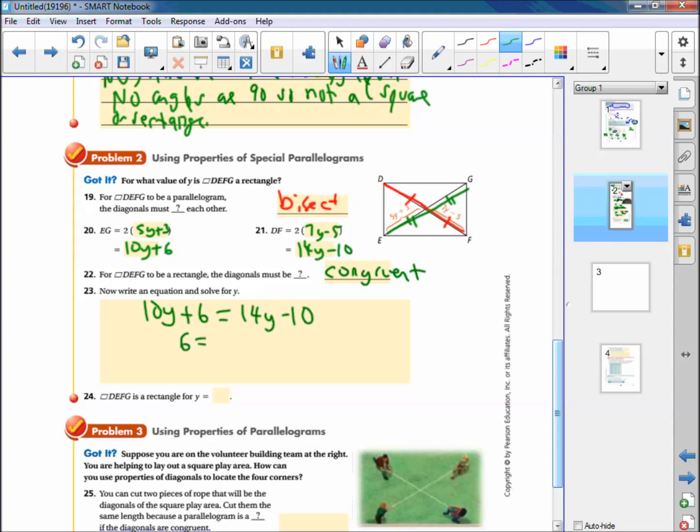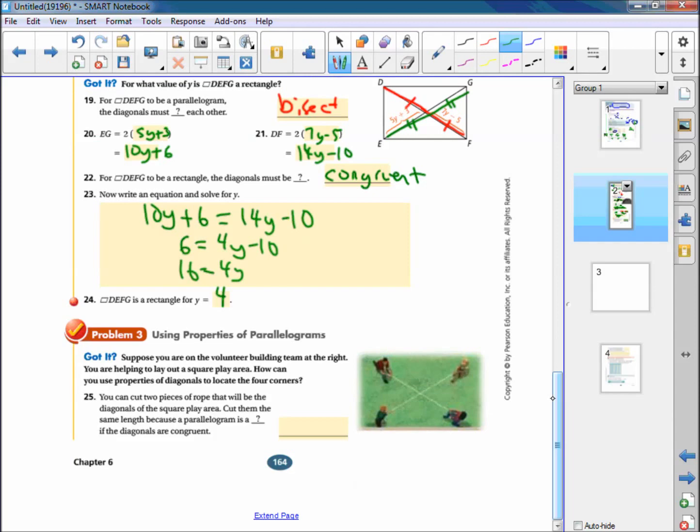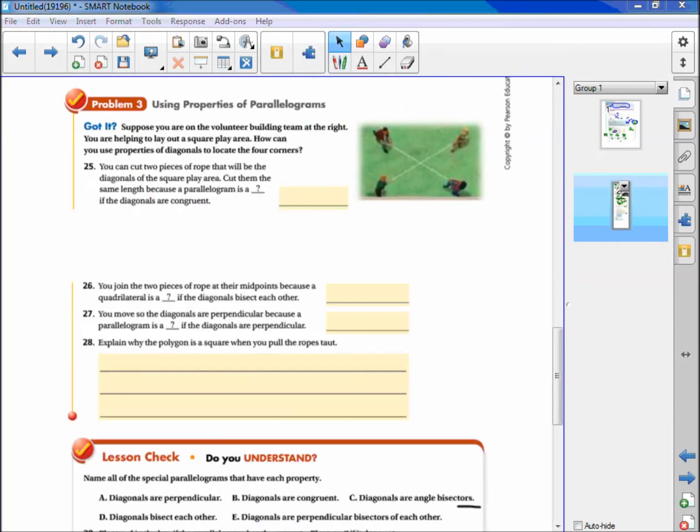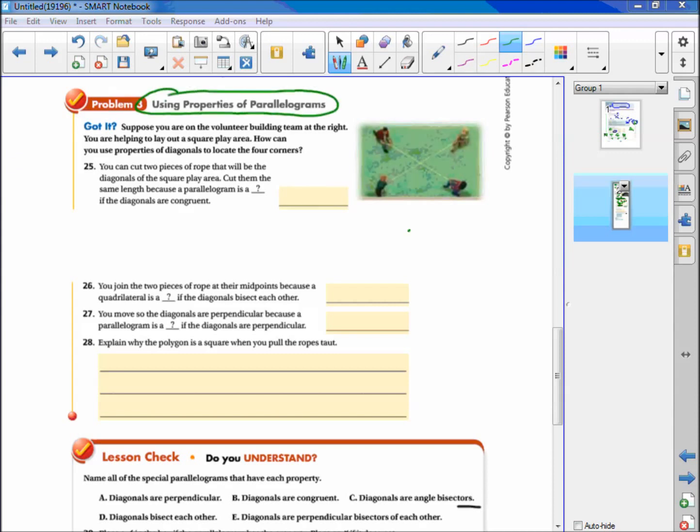So we're going to get 6 equals 4y minus 10. And then we're going to add 10 to both sides. We're going to get 16 as 4y. So that means that y is going to have to be 4 for this to be a rectangle. So if y was 4, then the diagonals would be the same length, okay? Which would both be, in this case, 46. Okay, on problem 3. This is a got it problem. So do we got using properties of parallelograms down?